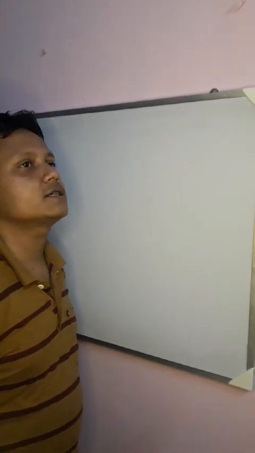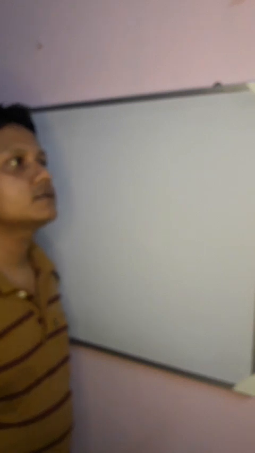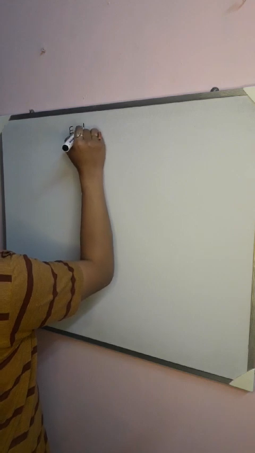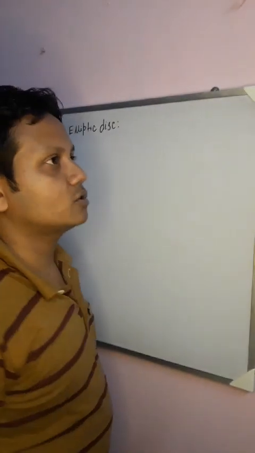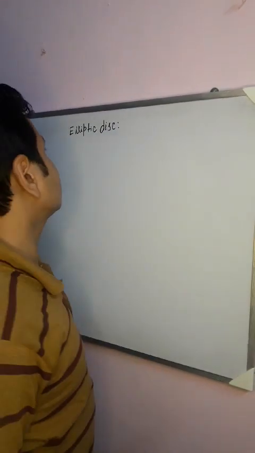Now in yesterday's lecture I discussed the moment of inertia of a solid cylinder about its own axis of symmetry, and I also told about an axis passing through the center of gravity and perpendicular to the length of the cylinder. In today's lecture I shall discuss the moment of inertia of an elliptic disc. Previously I discussed the thin rod, circular ring, circular disc, and solid cylinder. Now today's lecture is on the elliptic disc.